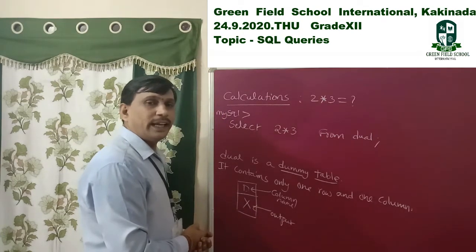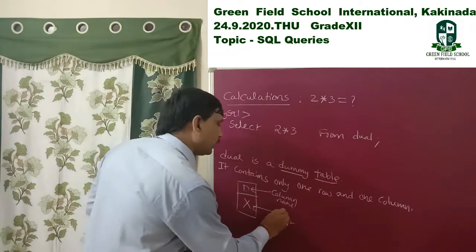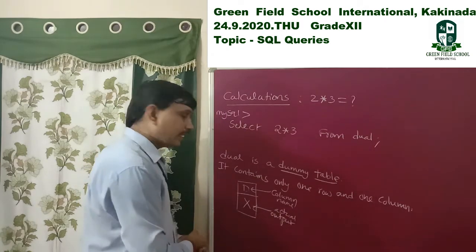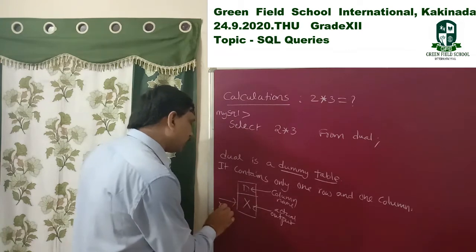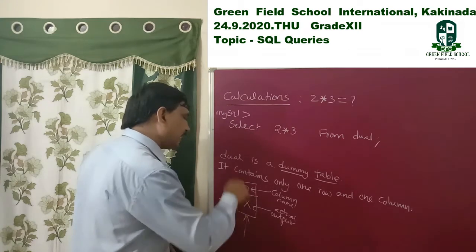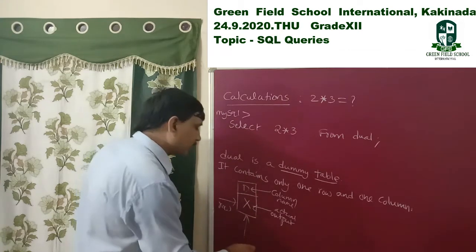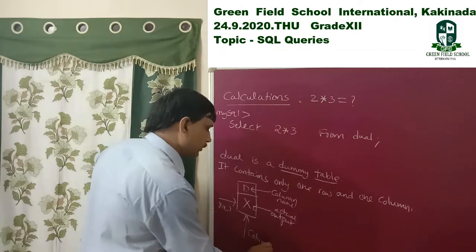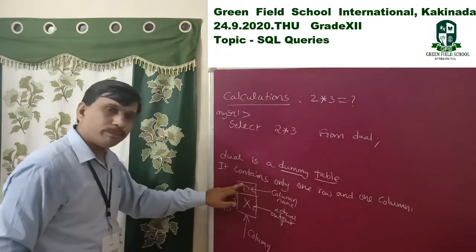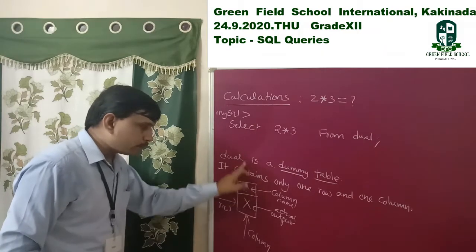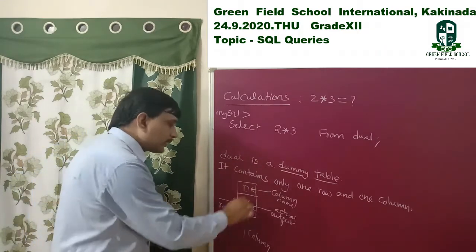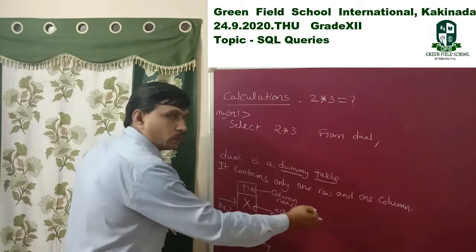Here we display the actual output. That is, this one is acting as a row, and this one is acting as a column. This one is the column name, but this one is one column. Understood my point? One column, one row.